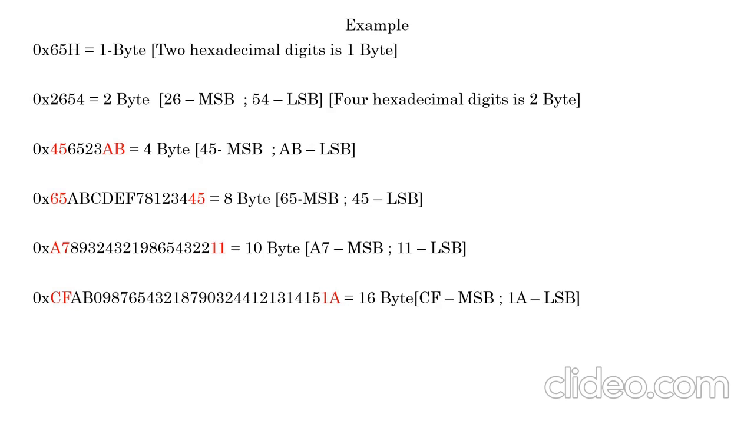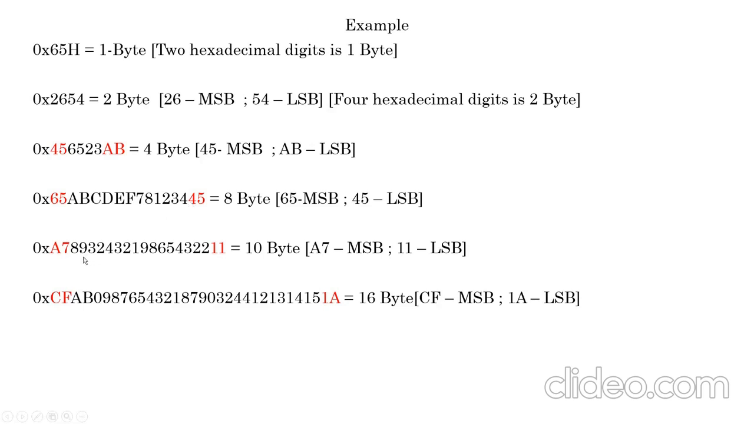Next hexadecimal value is 45 65 23 AB. Here, this is a 4-byte data. A 4-byte data requires 4 bytes, that means four 8-bit data, or a combination of 8 hexadecimal digits. Here 45 is the most significant byte and AB is the least significant byte. Next, for the 8-byte data over here, 65 will be the most significant byte and 45 is the least significant byte.